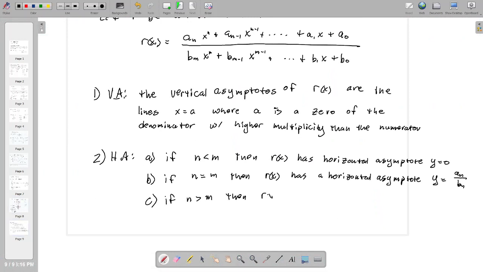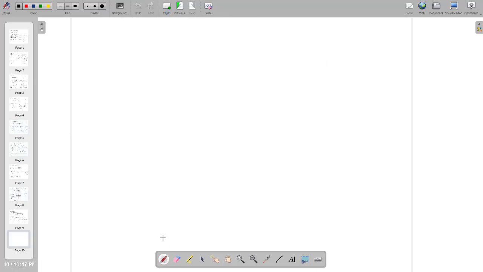C, if n is greater than m, then R of x has no horizontal asymptote. Now I'm going to prove this to you. You don't have to watch the proof if you don't want to. You are welcome to just skip it.